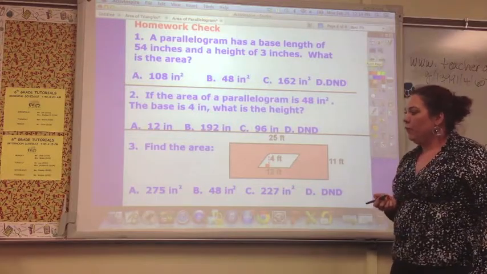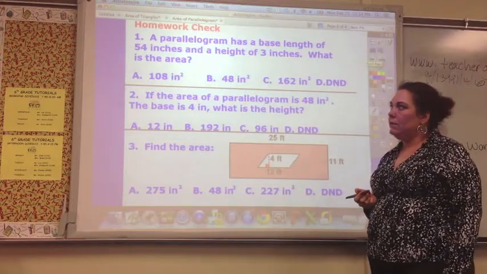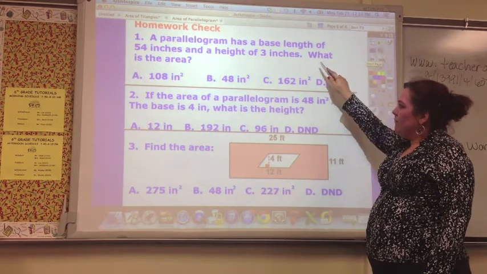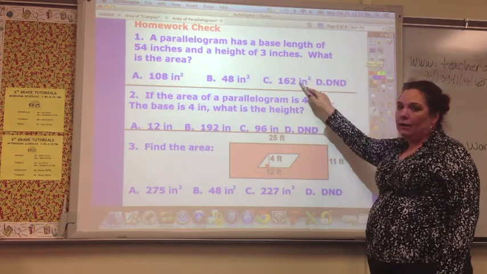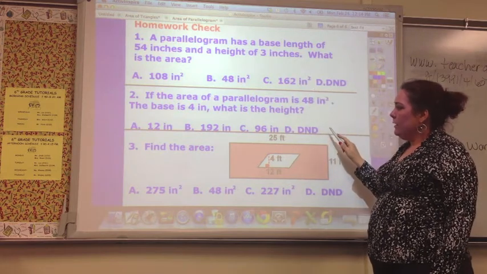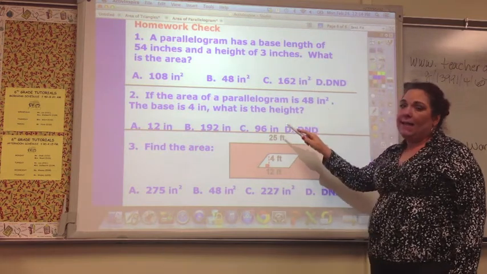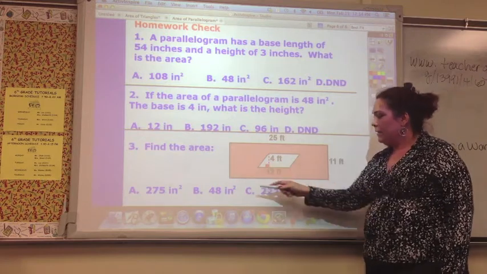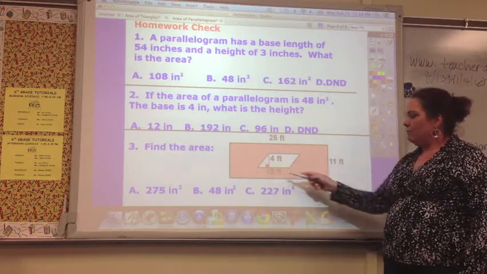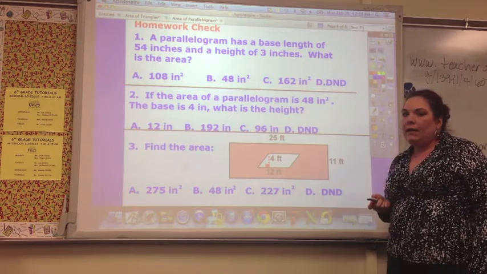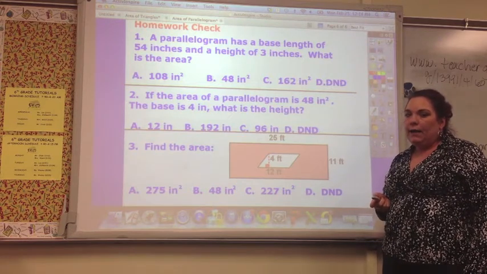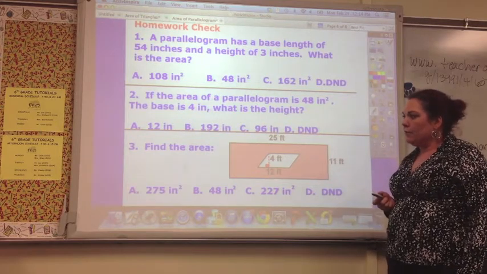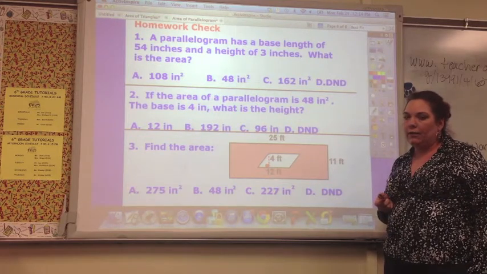So here is your homework check. There are 3 questions. The first one is you're given the base and the height, find the area. The second one is you're given the area and the base, find the height. And the third one is find the area of the shaded portion. So go ahead and pause your video and work your answers, do the work and show your answers, and you'll have a homework check on this tomorrow.